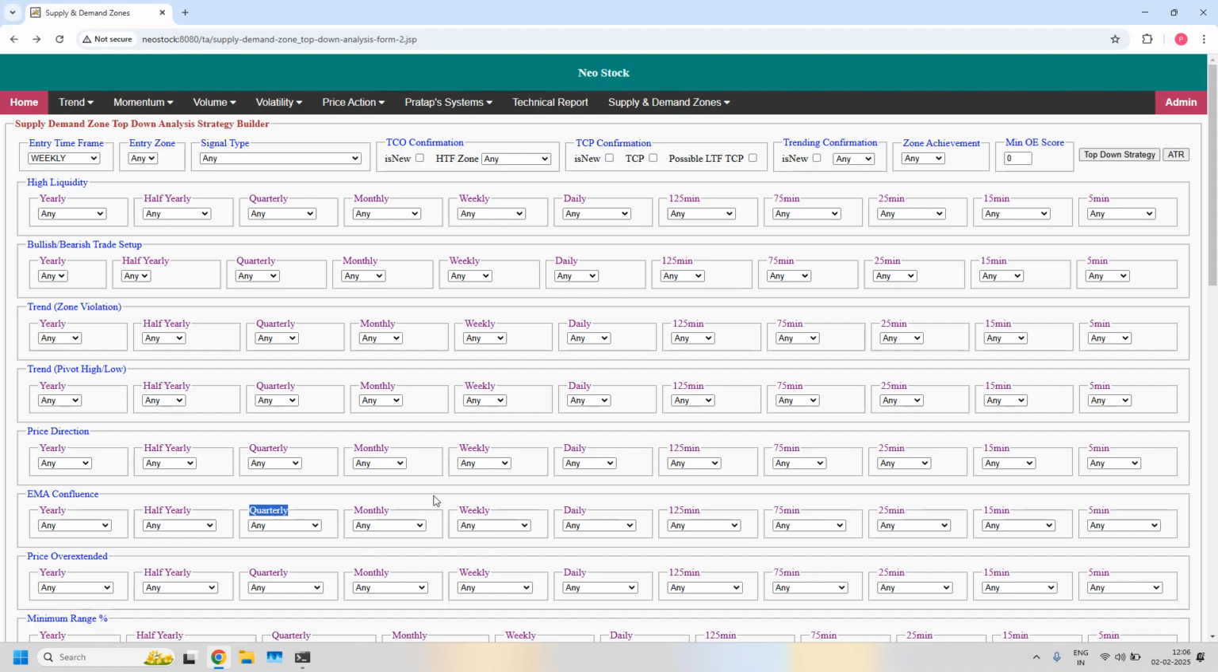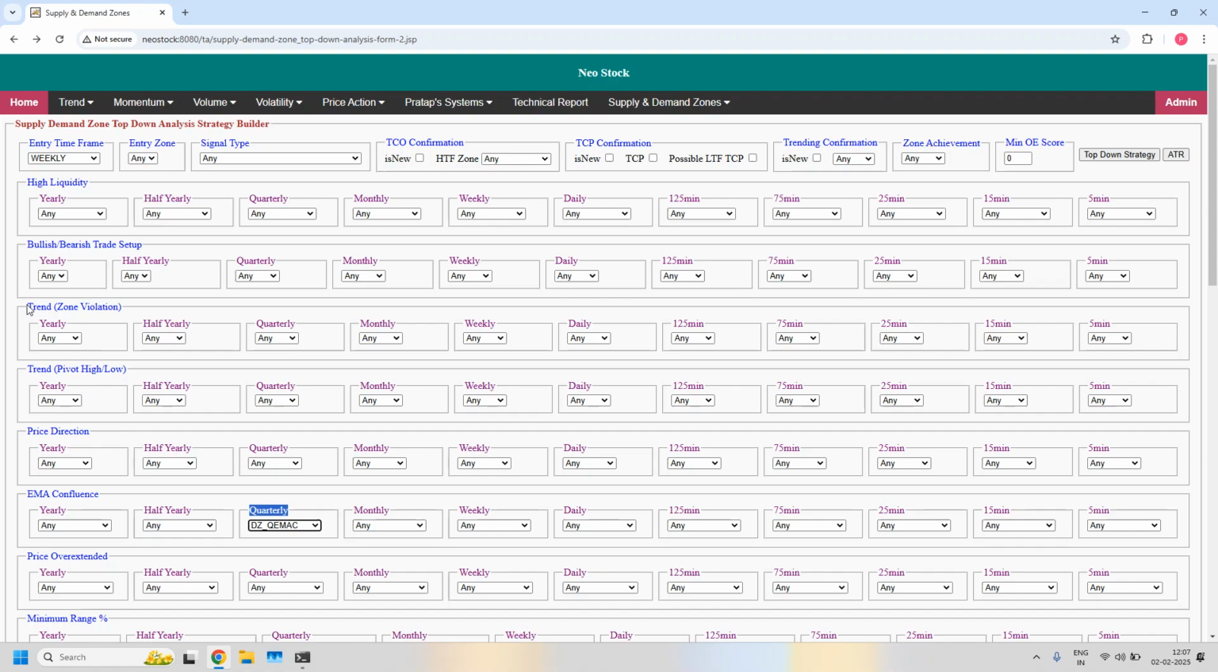Because weekly zone is part of the monthly zone, both together part of the quarterly zone. They are all inside the quarterly or overlapped with the quarterly zone. If quarterly zone is having quarterly EMA confluence, that setup is even more high probability trade setup. So I am setting the filter quarterly demand zone having quarterly EMA confluence. Very good.